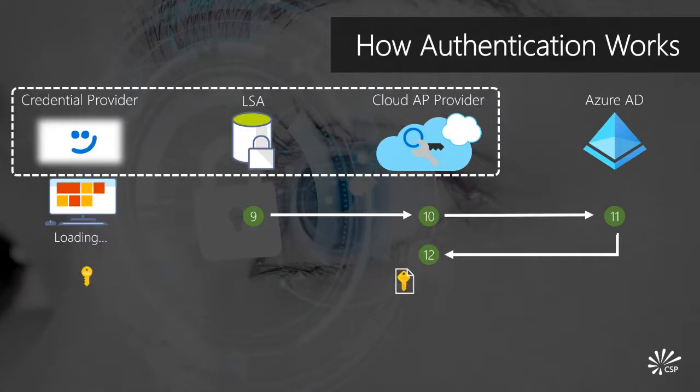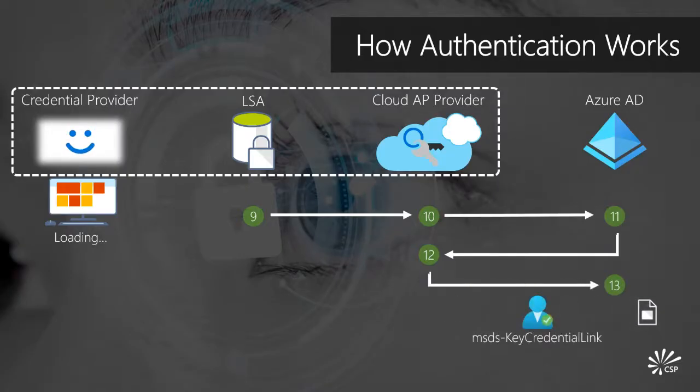The Cloud AP then uses the Windows Hello for Business user's private key to sign the nonce. Very similar to what we've seen in the previous steps, right? We're just using the private key to sign this nonce. And then the Cloud AP is going to return the signed nonce up to Azure AD, which is going to then try to validate the signature. Again, the private key never leaves the Windows device itself, right? It's only used to sign this nonce, but it never leaves the device.